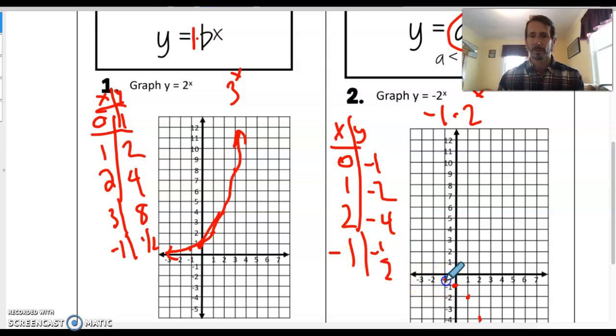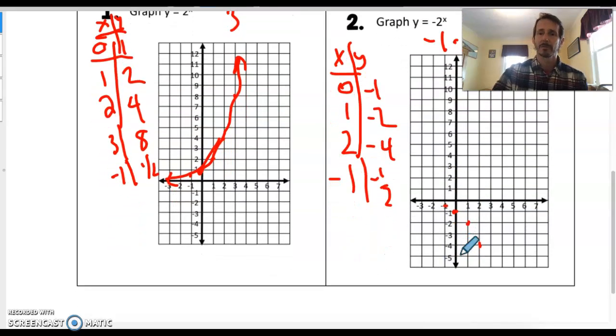So the graph itself, with that negative out in front, all it does is it is going to be a reflection of what the graph was originally. If you look at these side by side, I'm going to use a different color. This graph without a negative in front just looks like this.